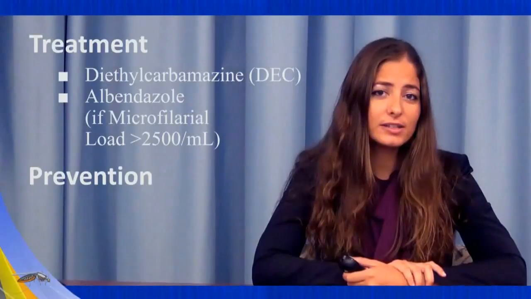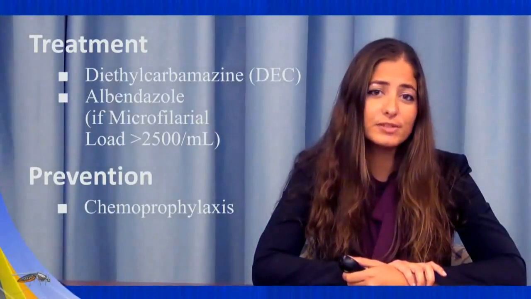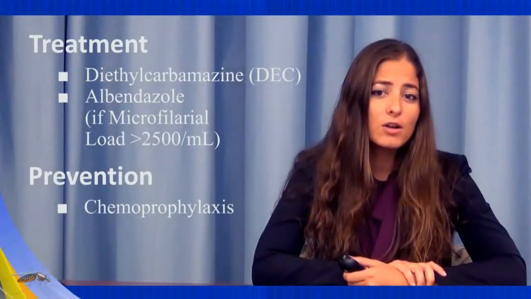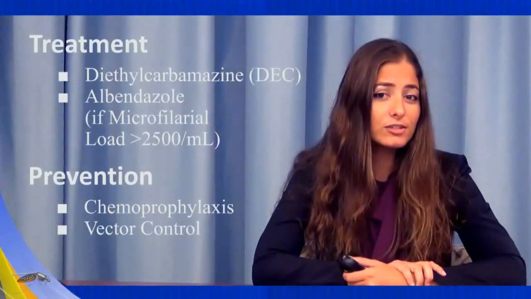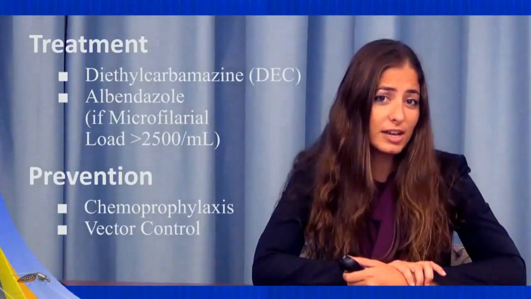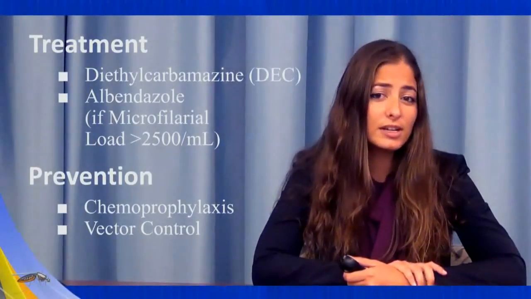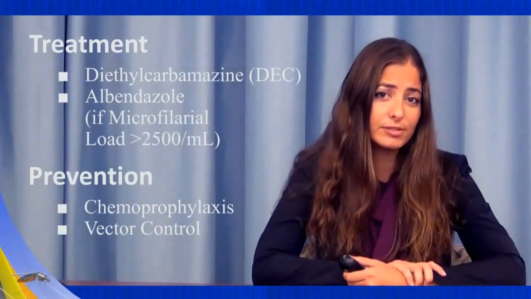Preventative measures against loiasis focus on chemoprophylaxis with 300 milligrams of DEC once weekly, which has been shown to be effective for travelers. In contrast, vector control has proven difficult to achieve in endemic areas, but clearing shade vegetation at breeding sites and applying residual insecticides to the mud where the chrysops larvae can be found have been attempted.